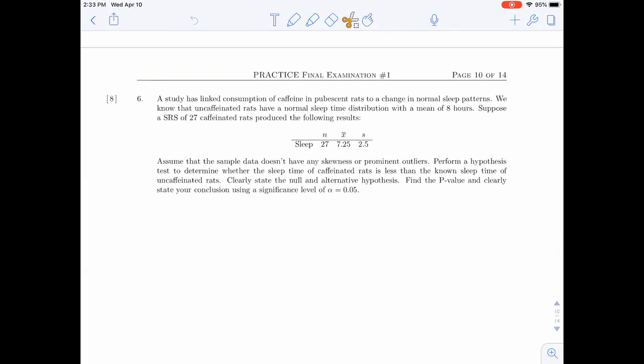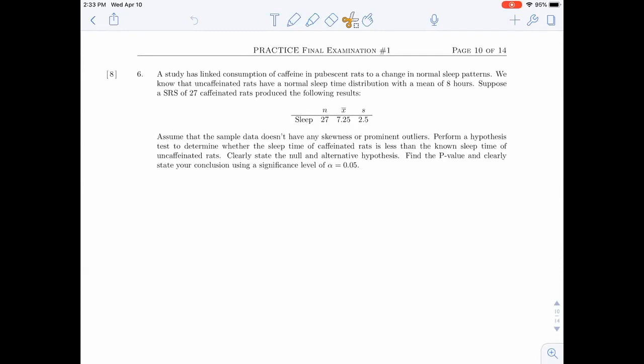A study has linked consumption of caffeine in pubescent rats to a change in normal sleep patterns. We know that uncaffeinated rats have a normal sleep time distribution with a mean of 8 hours. Suppose a simple random sample of 27 caffeinated rats produce the following results. So they're all a-buzzing, and they slept for an average of 7.25 hours with a standard deviation of 2.5 hours.